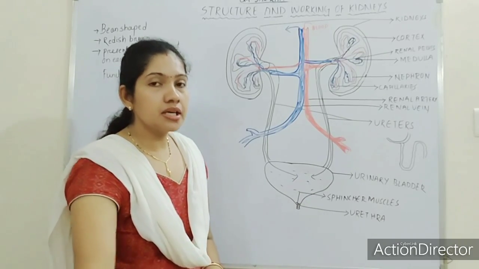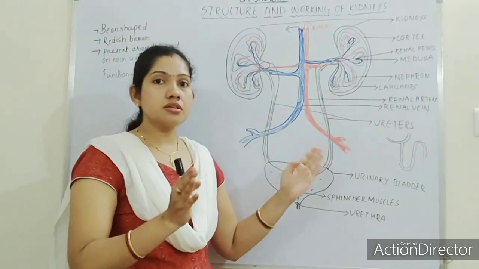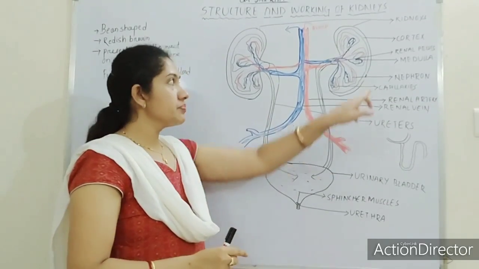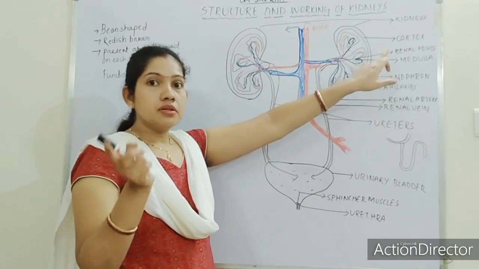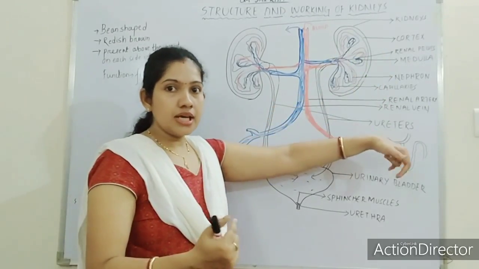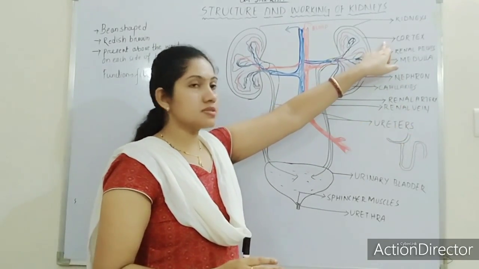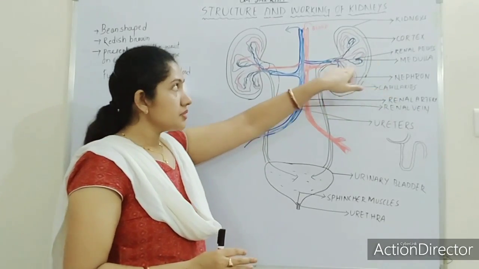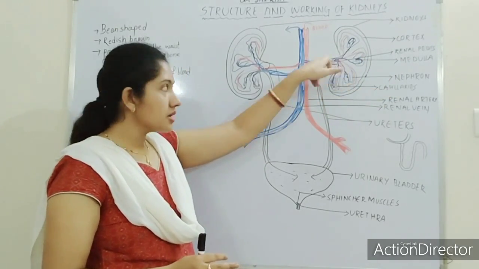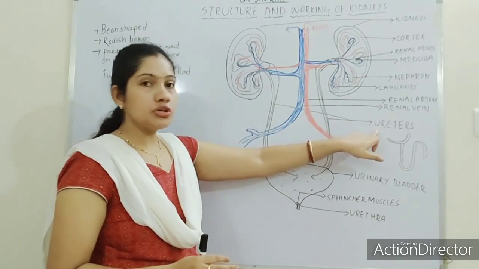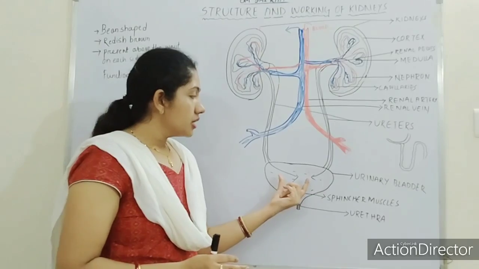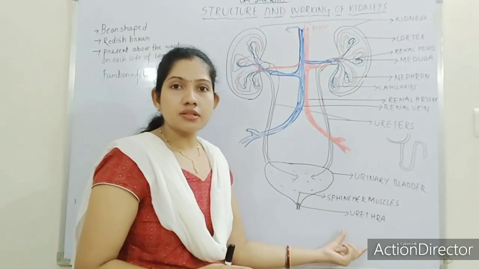Again, I am repeating for the last time, just listen to it very carefully. Starting from the structure, I am calling out the names, you just remember. Cortex, outer part. Medulla, inner part. Wide tube, renal pelvis. It will extend down to the ureters. Ureters will be connected to the urinary bladder. The urinary bladder has an opening called the urethra.